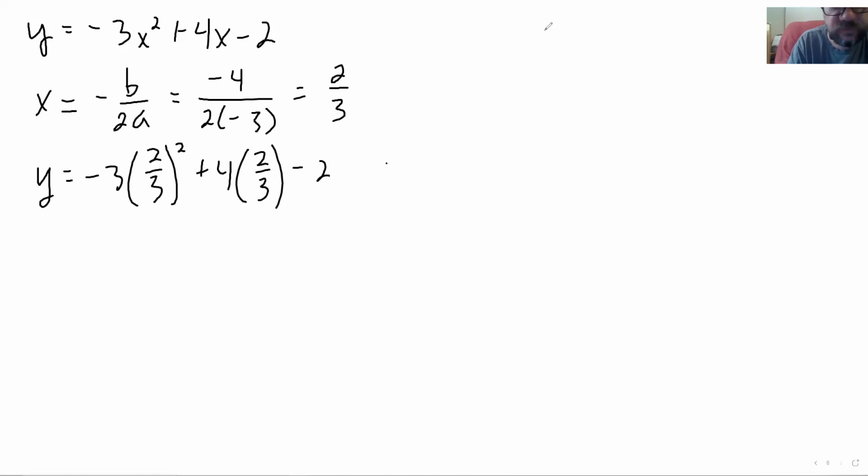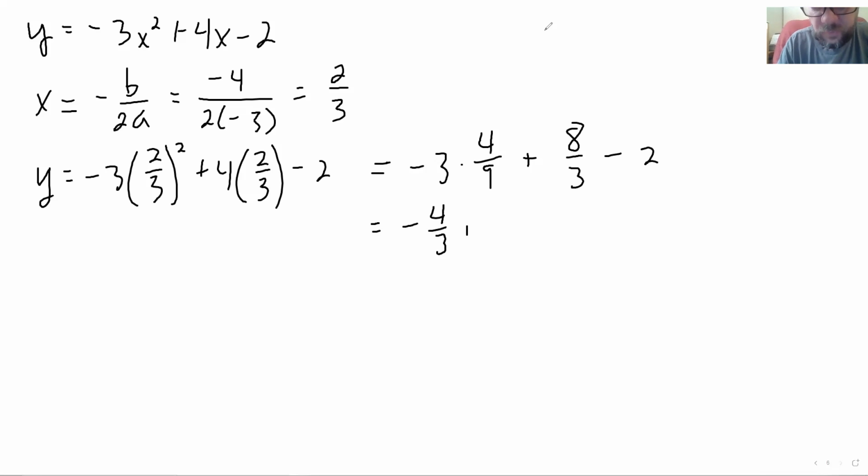So we're going to get minus 3 times 4 over 9. Well, that's nice that the 3 and the 9 cancel. Plus 8 over 3 minus 2, which is negative 4/3 plus 8/3 minus 2, which I'm going to write as minus 6/3 because I need a common denominator anyway. Right, so I've got 4/3 minus 6/3 is minus 2/3. Negative 2/3. Oh, that's nice.